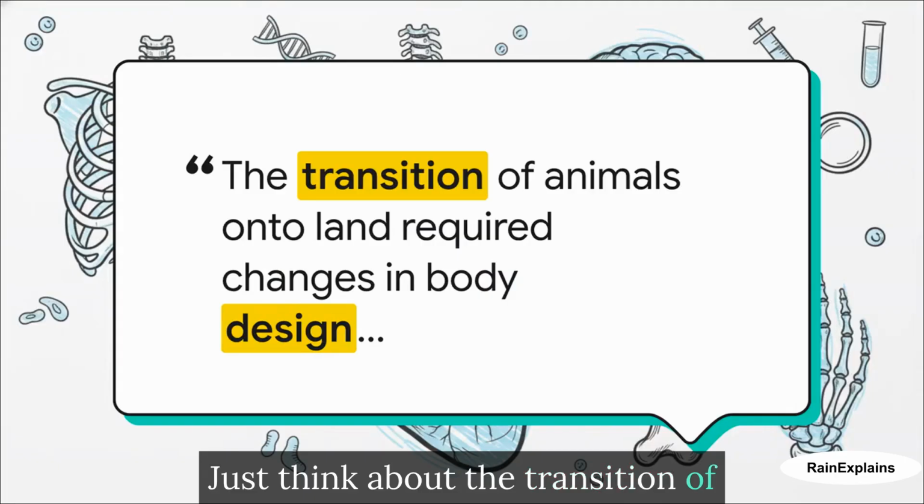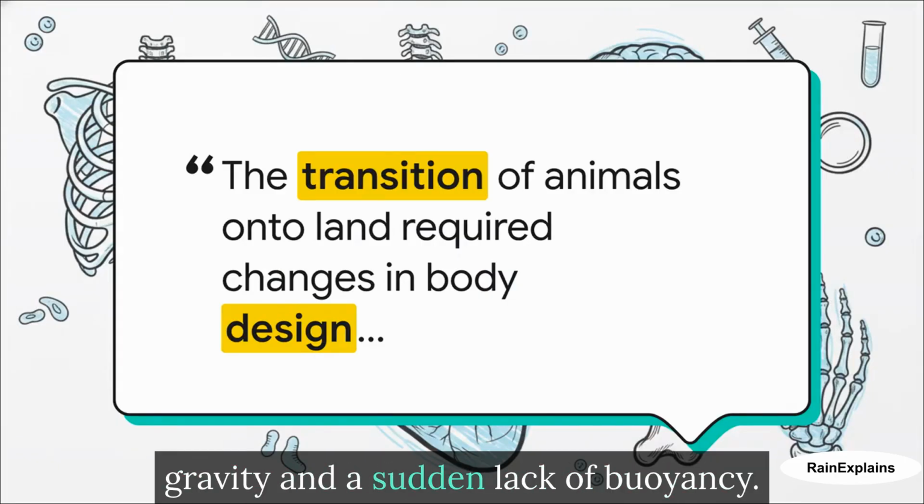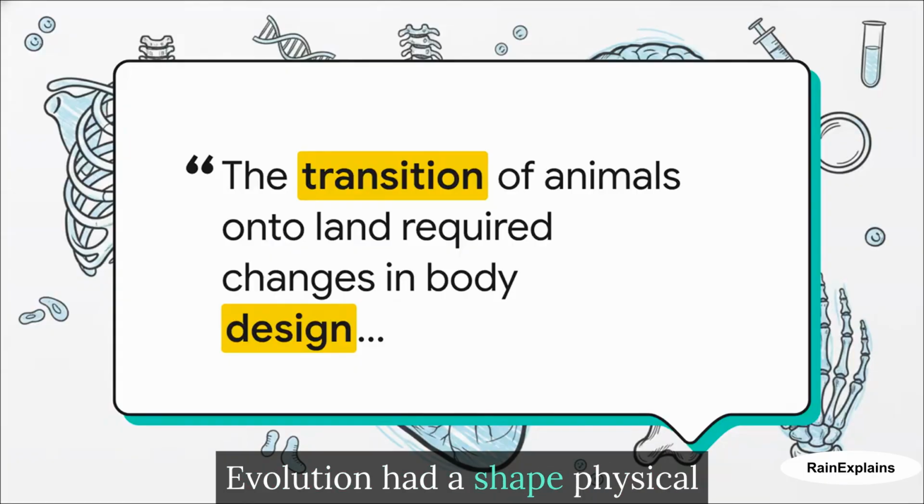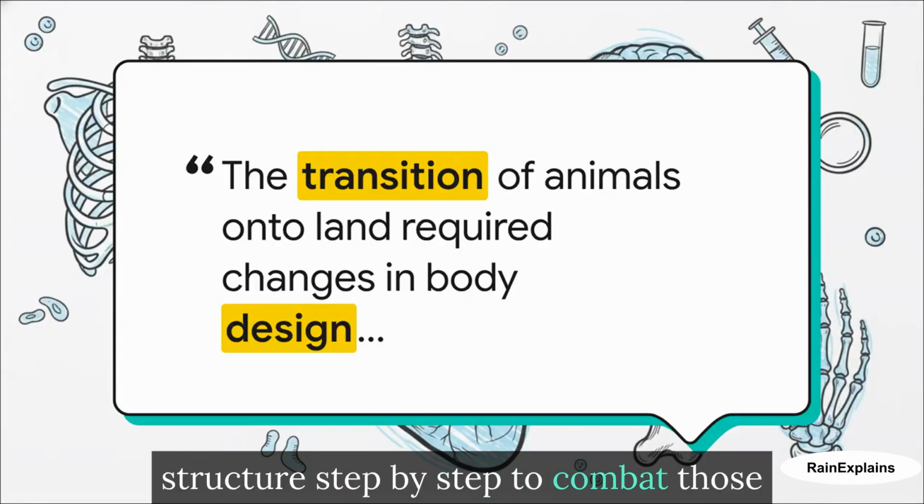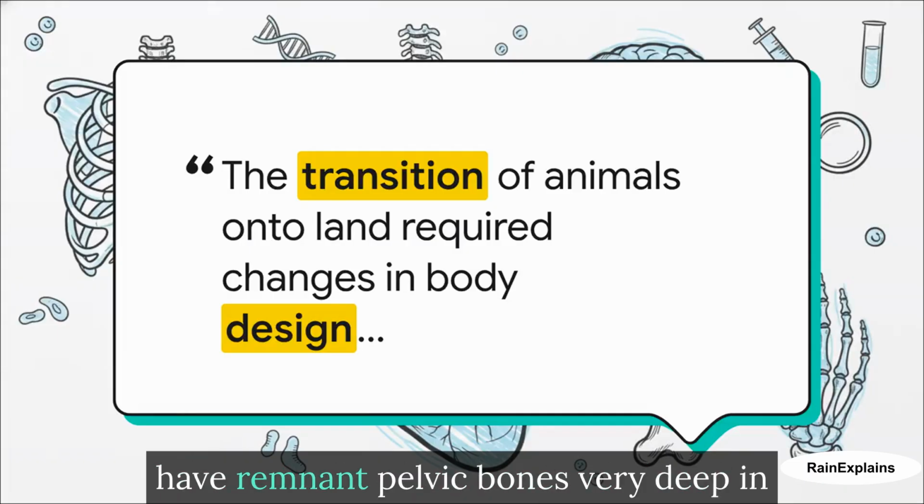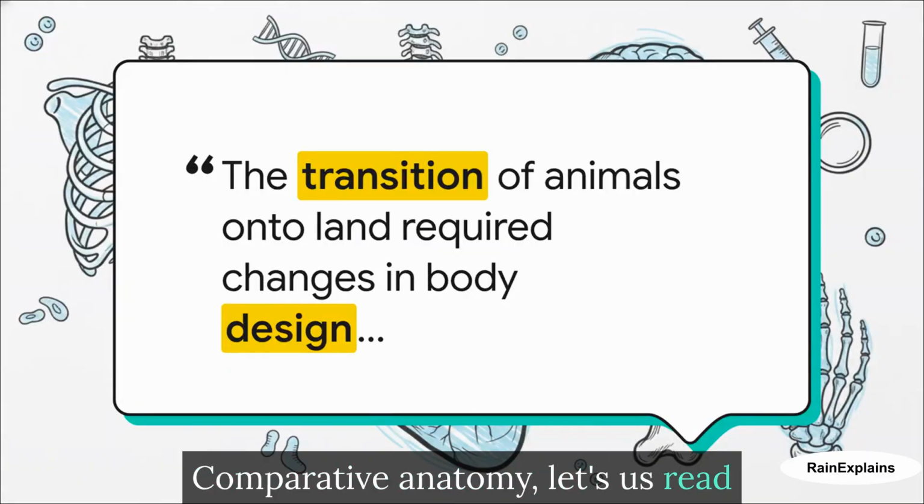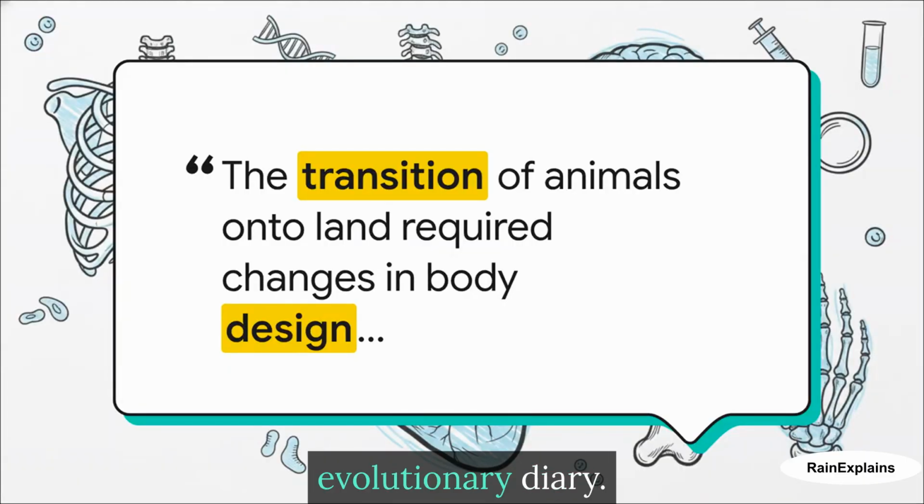Just think about the transition of animals from water to land. It meant dealing with the heavy pull of gravity and a sudden lack of buoyancy. Evolution had to shape physical structures step by step to combat those massive environmental pressures. It's actually why modern whales still have remnant pelvic bones buried deep in their tissue. Comparative anatomy lets us read those structural changes like an evolutionary diary.